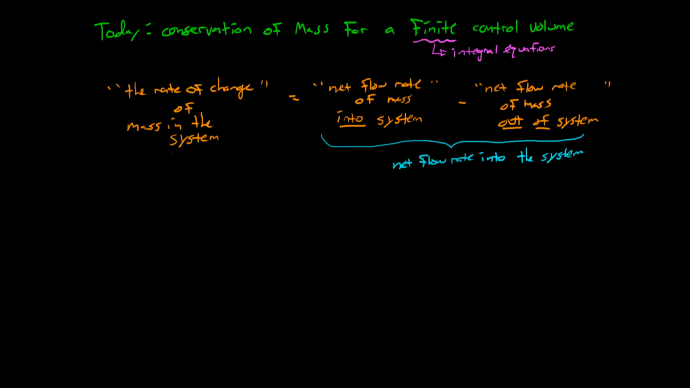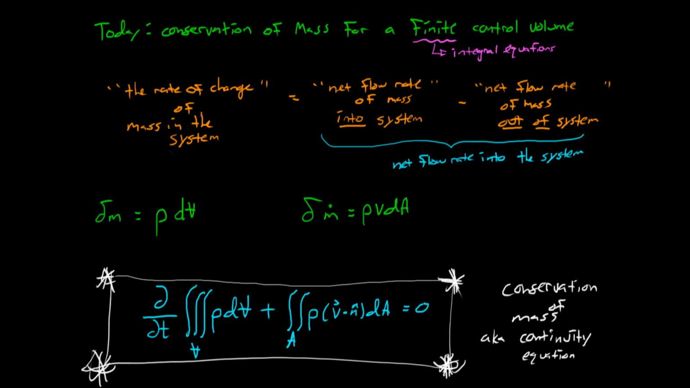So what I want to do is apply those two ideas and some building blocks that we've seen. For example, the mass in a system could be written in differential form, dm, as rho d volume. And the differential mass flow rate, dm dot, can be written as rho v dA. If we take those two ideas and apply them here, where we need actually the rate of change, where we end up is here.